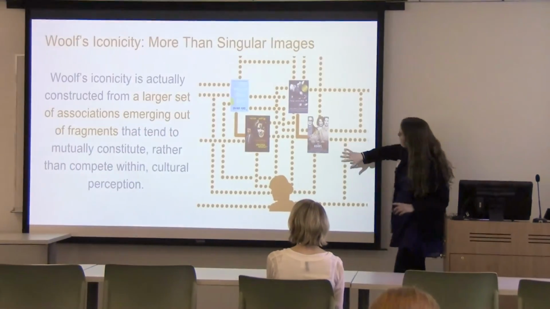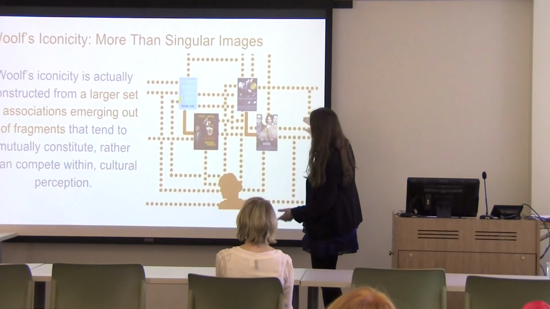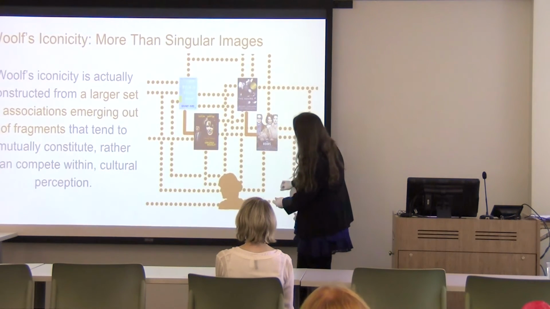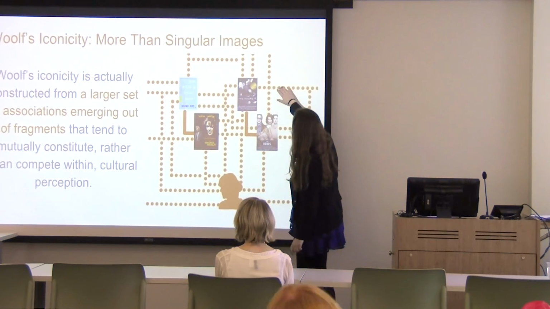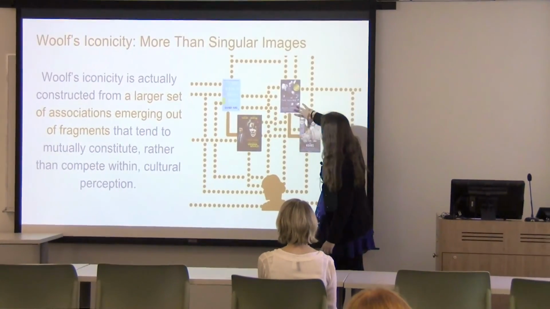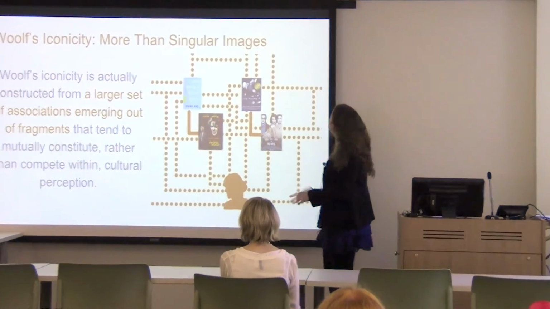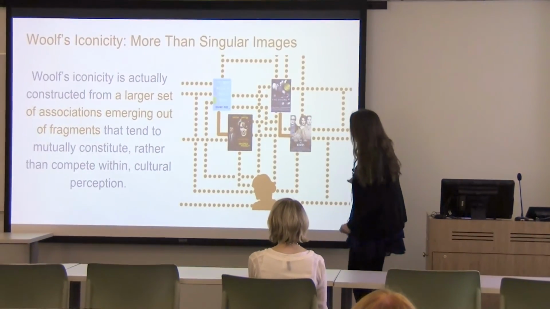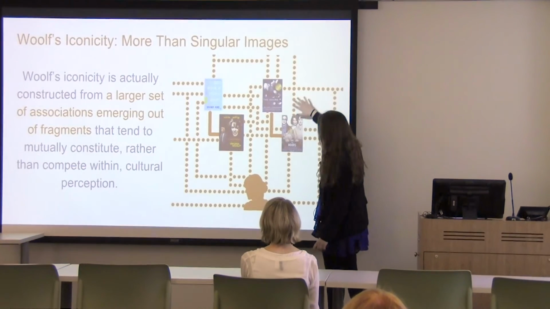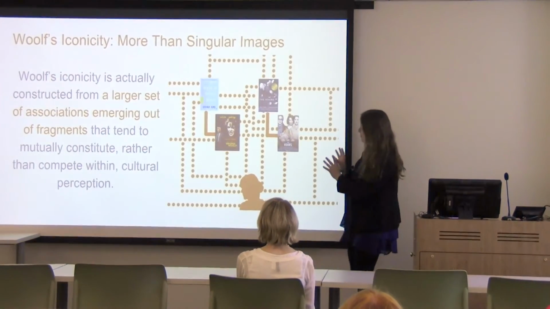And in this graph, I tried to show you, although it doesn't really come close to actually explaining this, how all of these different adaptations, and these are the four that I examined in my thesis, but all of these dotted lines represent other adaptations that could all trickle down into this overall idea of Woolf's iconicity.